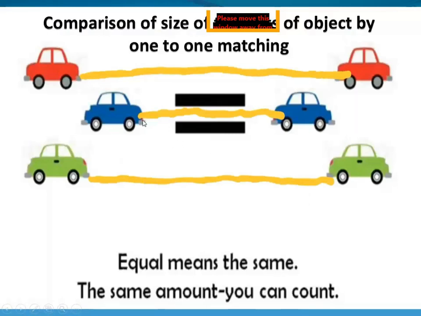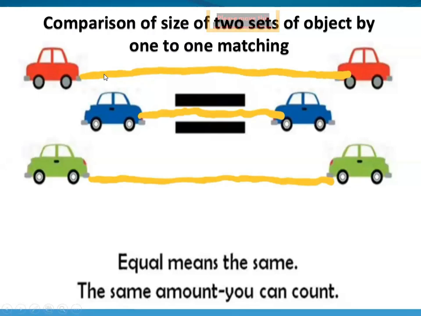Now, class, what do you observe here? We see cars here. On the left side, we have a red, blue, and green car. On the right side, we also have a red, blue, and green car. So what we are doing here, we can make the comparison of the size of two sets of objects more precise by way of one-to-one matching like this.